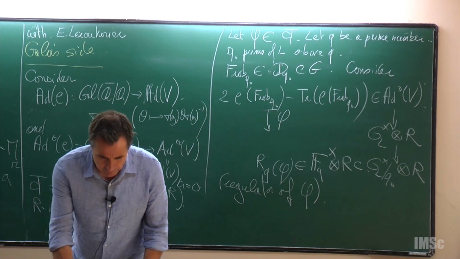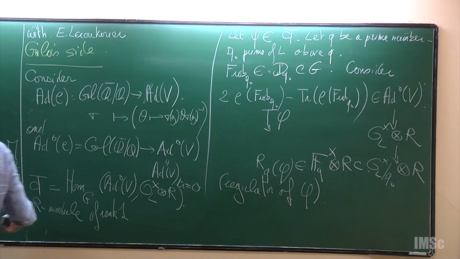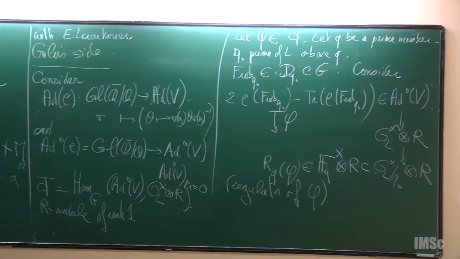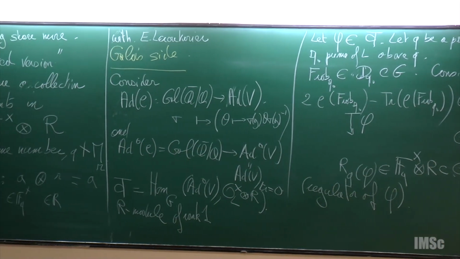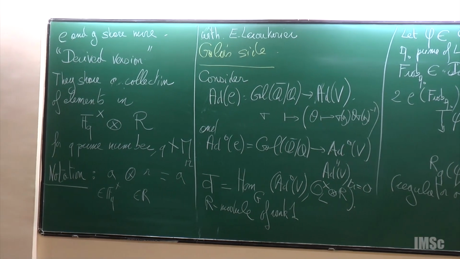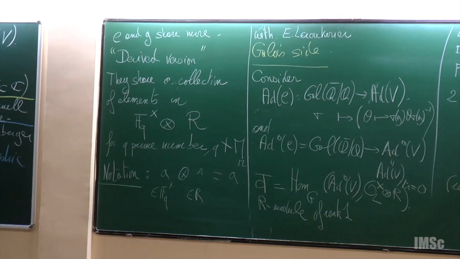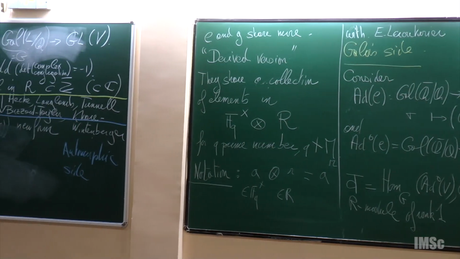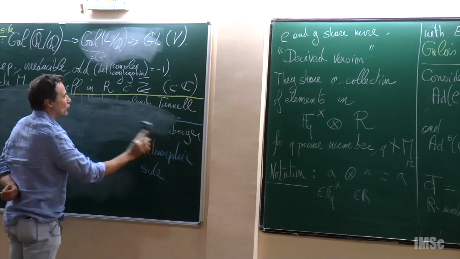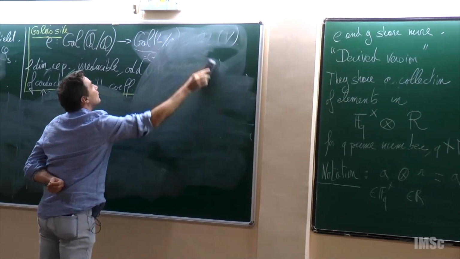Now, this is sort of not natural, but what needs to be done on the automorphic side is stranger. I mean, it took me years before I could really understand what is going on. So the game now is to start from this modular form G and to define the collection of elements in FQ star tensor R.